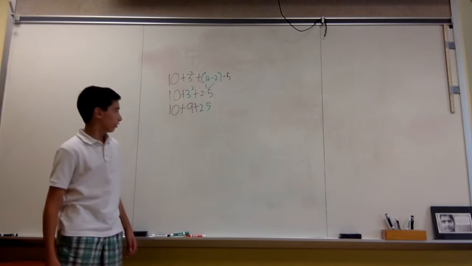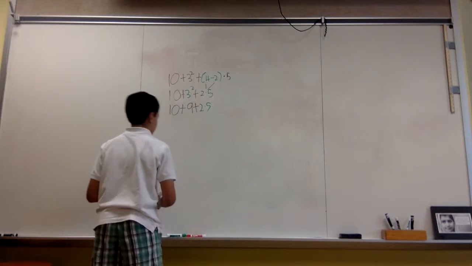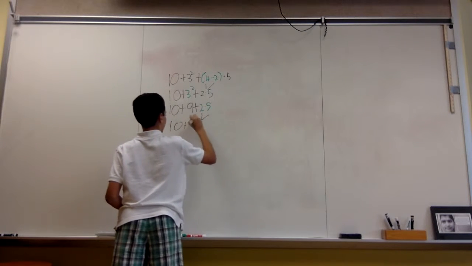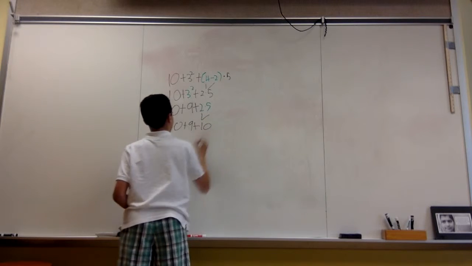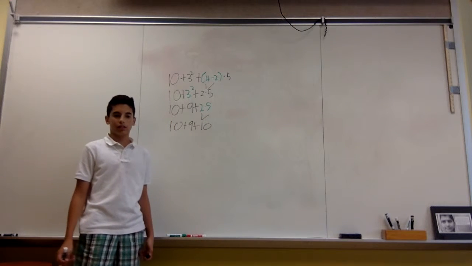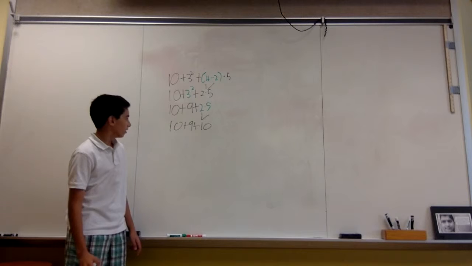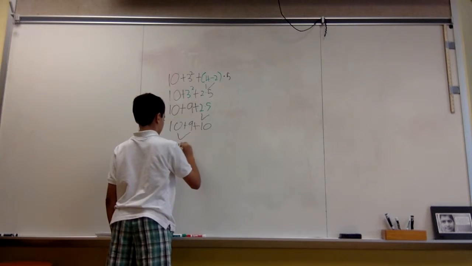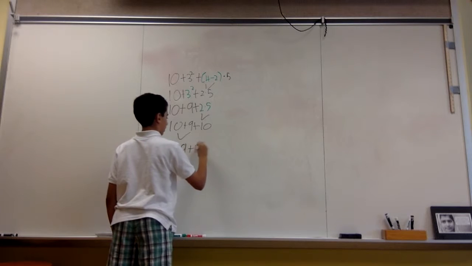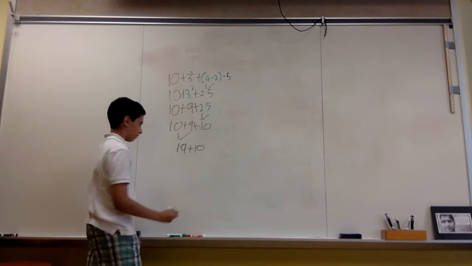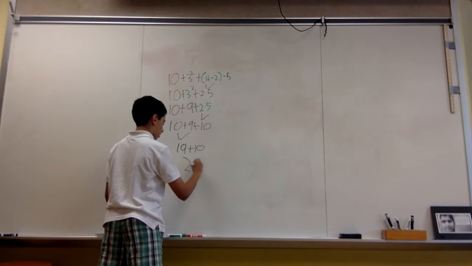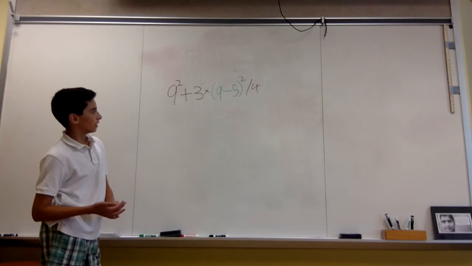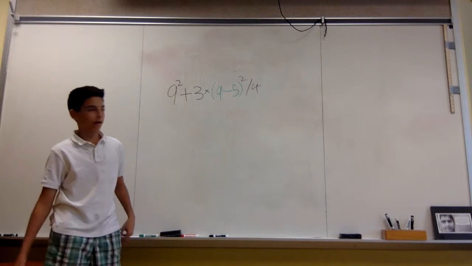Now, the next thing to do is to multiply 2 times 5, which will get you 10. So 10 plus 9 plus 10. Since it's all addition, it doesn't really matter. We can just do 10 plus 9 equals 19, plus 10. And 19 plus 10, of course, is 29.